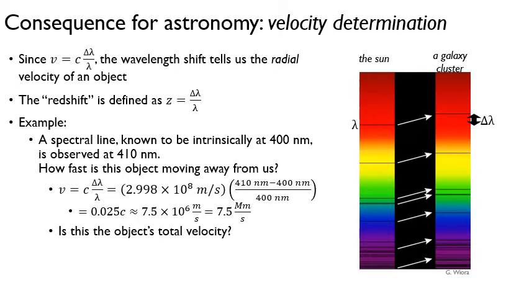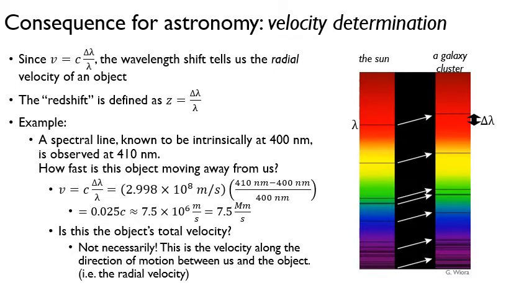So, just as a word of caution here, is this the object's total velocity? No, not necessarily, right? This is just the velocity along the direction of motion between us, the observer, and the object. So this is the radial velocity. It could be moving very fast perpendicularly to our direction, and we wouldn't see that from this tool of the Doppler shift.